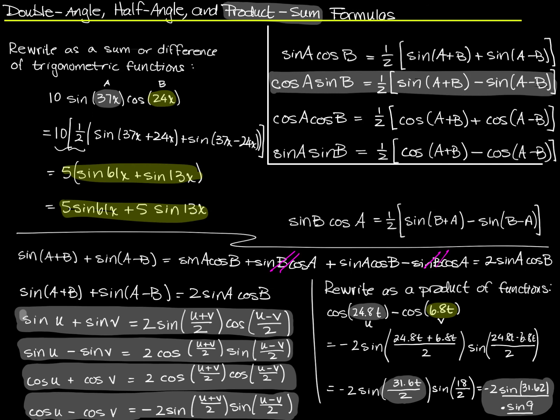All right, well, that pretty much covers it, not just for this topic, but for this section. We're now finished talking about the double angle, half angle, and product sum formulas. The next thing we're going to do in this course is talk about how to use these formulas, all the formulas and identities that we've learned so far, to solve basic trigonometric equations.